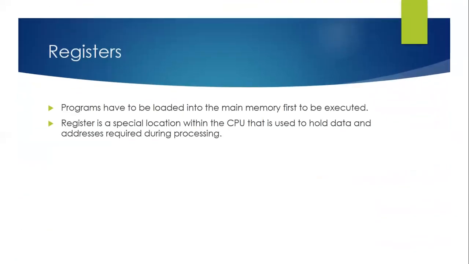Then comes registers. Registers are the special locations inside the CPU that hold some amount of data during addressing and processing. So when a program runs in a computer, it is first copied to the memory, which is sometimes called loaded in the memory, which has to be executed.